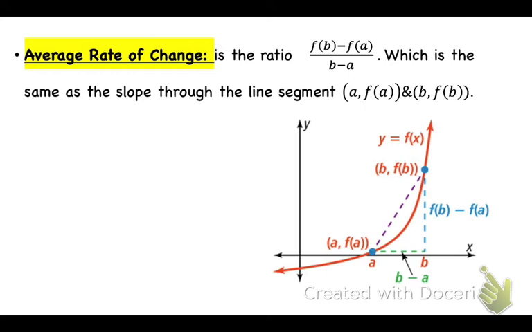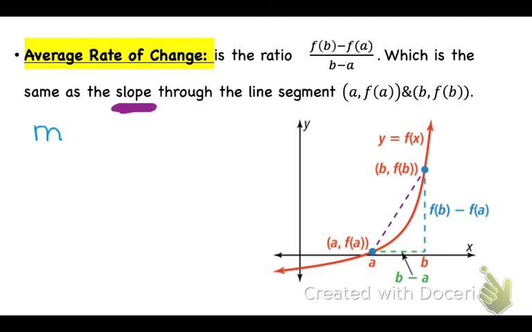It's function notation. So average rate of change is the ratio F of B minus F of A over B minus A, which is the same as what? Slope through the line. Slope. What is the slope formula?